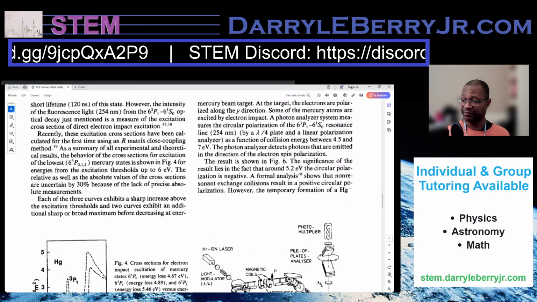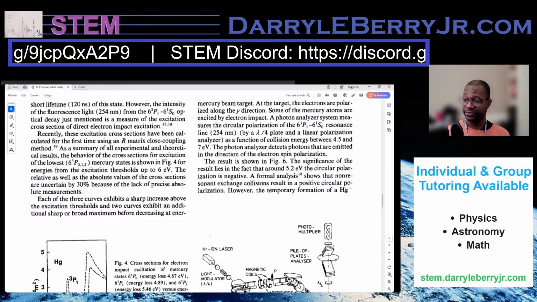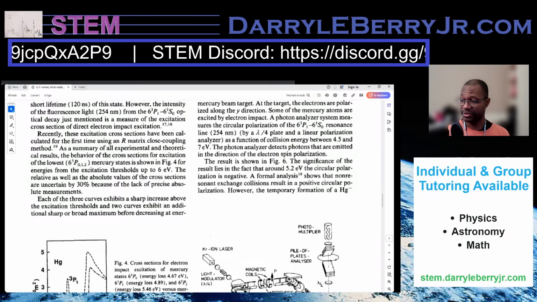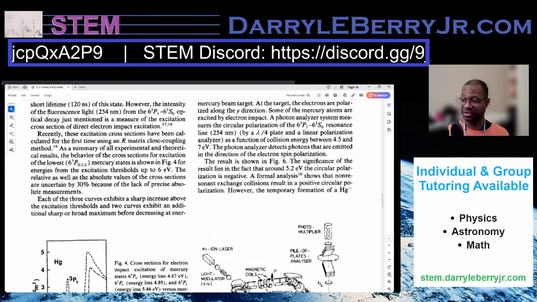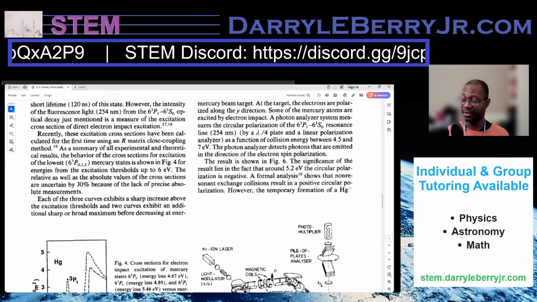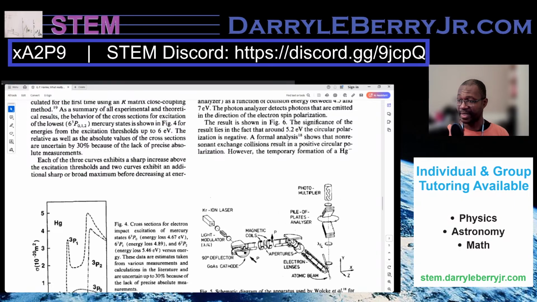The significance of the result lies in the fact that around 5.2 electron volts, the circular polarization is negative. A formal analysis shows that non-resonant exchange collisions result in a positive circular polarization. However, the temporary formation of, let's read that again.